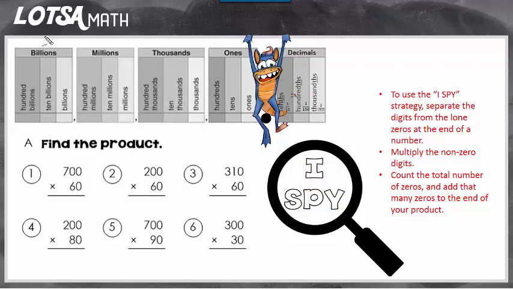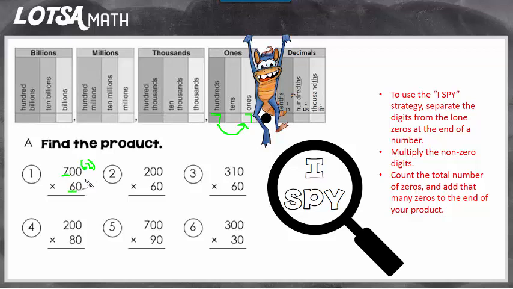So let's look at number 1. We have 700 times 60. So what the I Spy method wants us to do is to just look at the 7 and the 6 all alone. Instead of thinking about 700, we want to think about it as 7. So right now the 7 should really be in the hundreds place, but we're going to think about it as if it's in the ones place. So by doing that, we've really moved it to places where it shouldn't have been moved, just to make it easier.